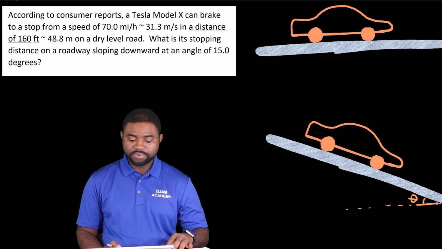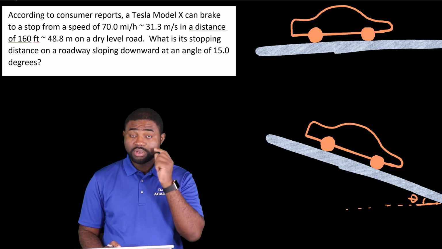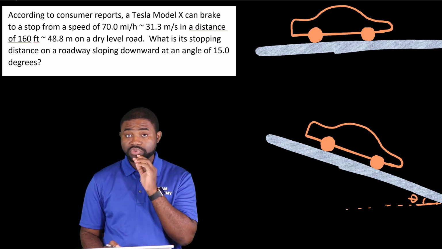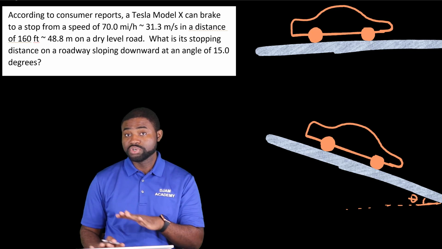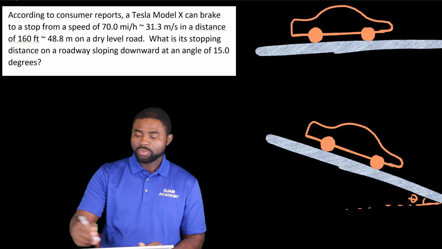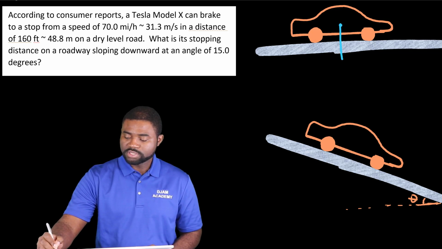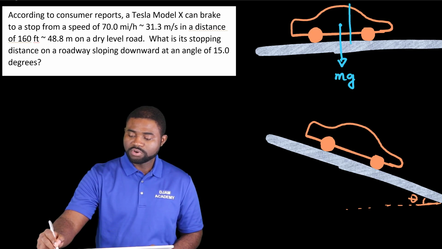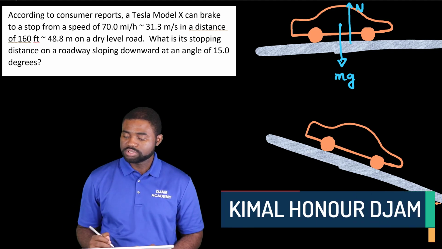The very first step is we have to calculate the coefficient of static friction between the wheels of a Tesla and the road. And how do we do that? We have to begin by drawing our free body diagram. You have the weight of our Tesla acting vertically downwards. The normal force is upwards.